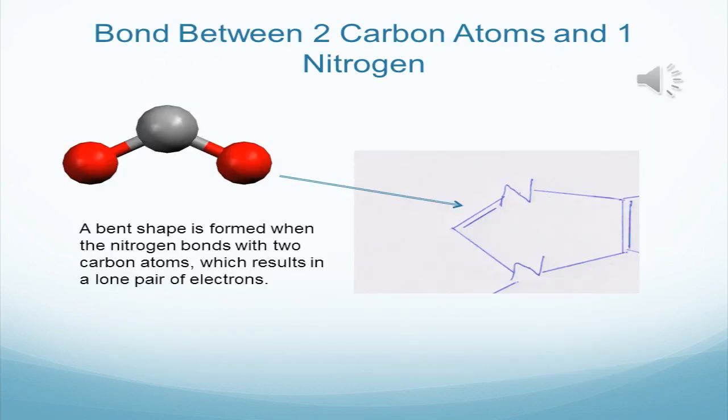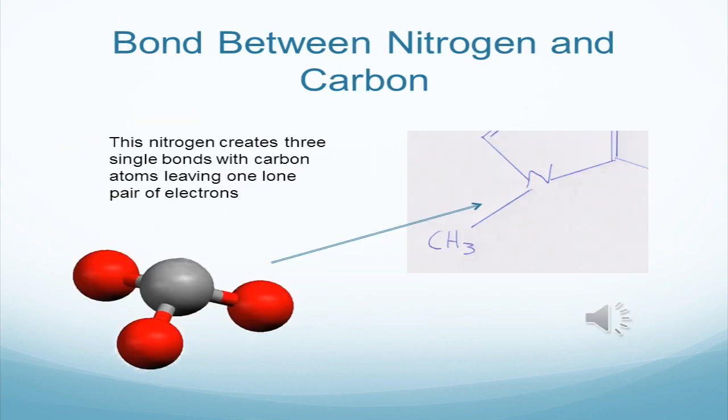The compound caffeine constitutes 3 molecular shapes. A bent shape is formed when the nitrogen bonds with 2 carbon atoms, resulting in a lone pair of electrons. This nitrogen creates 3 single bonds with carbon atoms, leaving 1 lone pair of electrons. This bond forms a pyramidal shape.